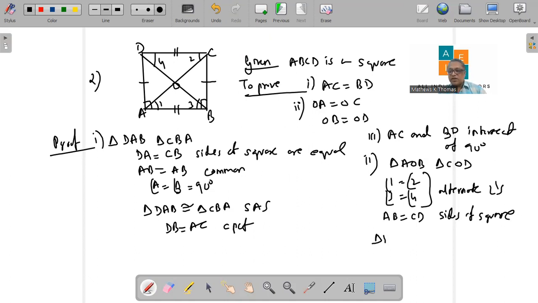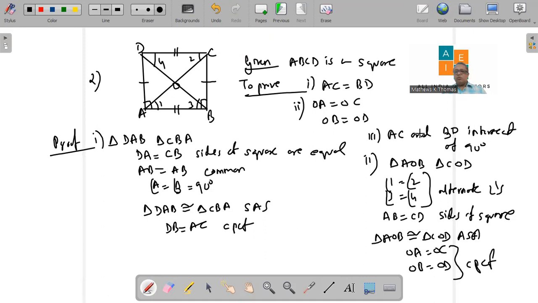So we say triangle AOB is congruent to triangle COD by ASA, angle side angle. And therefore, we can say OA equal to OC and OB is equal to OD by CPCT.